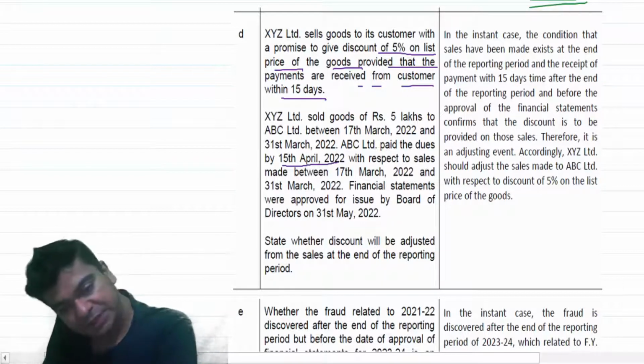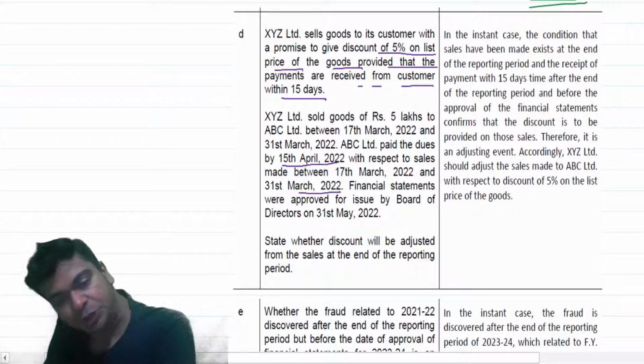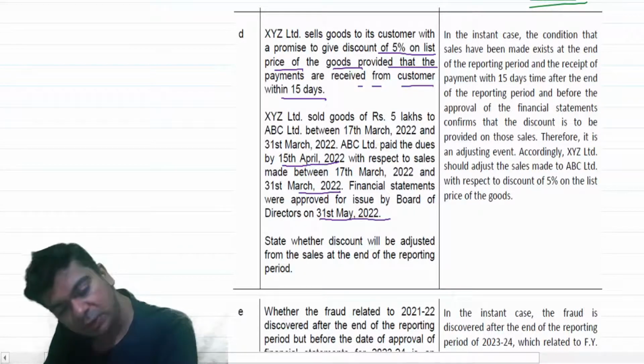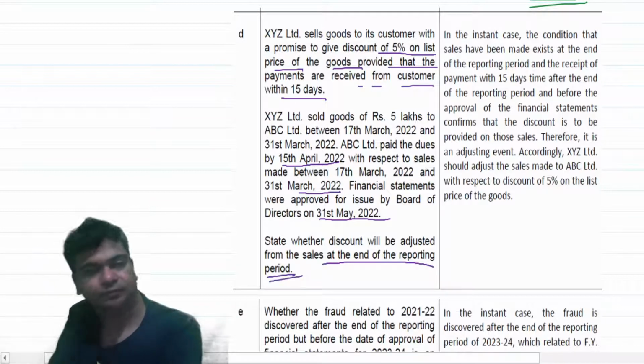With respect to the sales made between 17th March 2022 and 31st March 2022, financial statements were approved for issue by the board on 31st May 2022. State whether discount will be adjusted from the sales at the end of the reporting period. Okay.